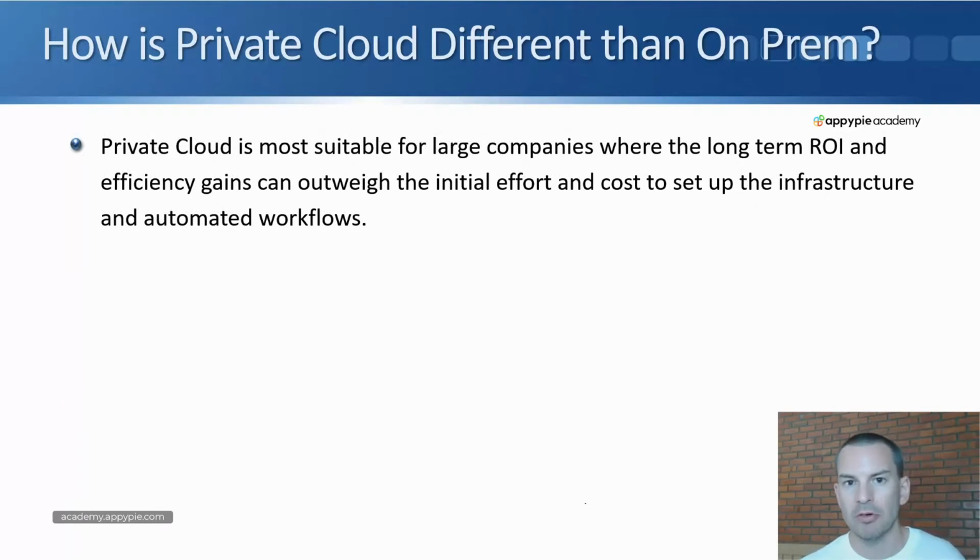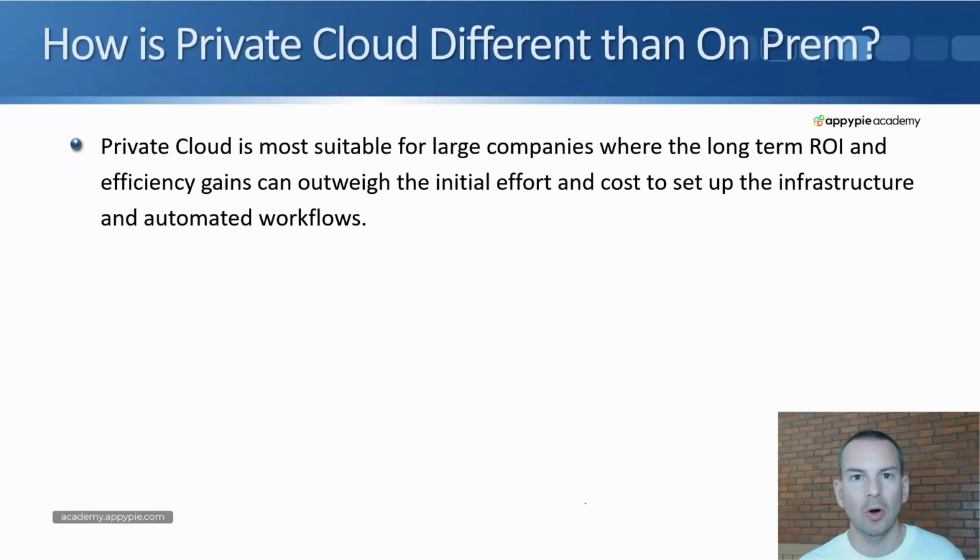Private cloud is most suitable for large companies where the long-term ROI and efficiency gains that they'll get from the solution can outweigh the initial effort and cost to set up the infrastructure and automated workflows. Private cloud is an expensive solution because the data center is dedicated just for that one customer, and all of the infrastructure in there as well, again, is just for the one customer. So it's going to be very expensive to get the data center set up.